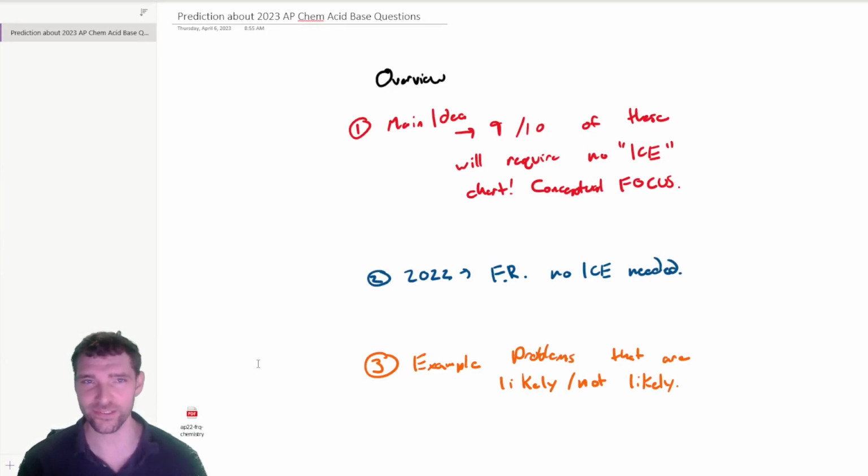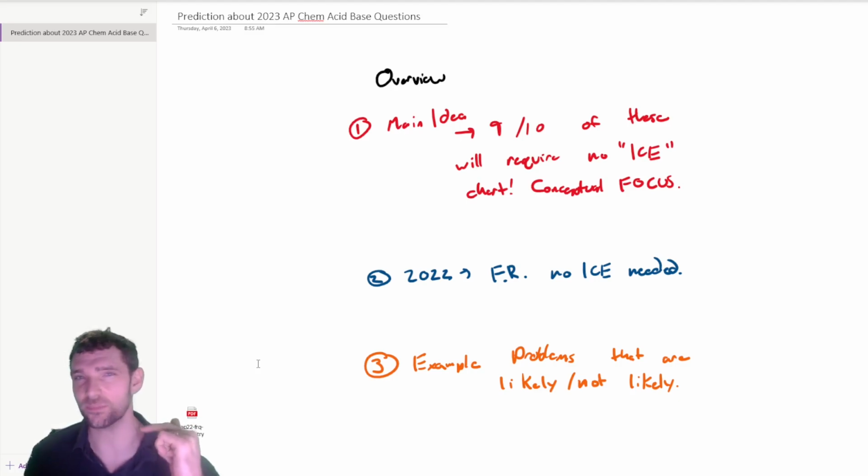I've got some predictions about the 2023 test. Essentially, I don't think many of the acid base problems are going to require an actual calculation like an ICE chart, and that you should be able to do them conceptually, or at least if there is math, you can estimate and get a good enough estimate to do it without actually doing a calculation.